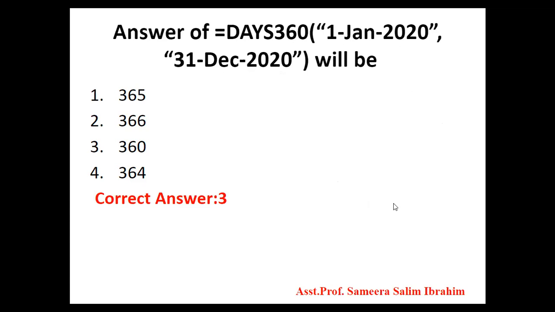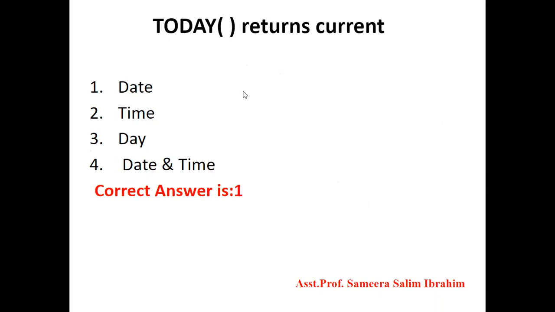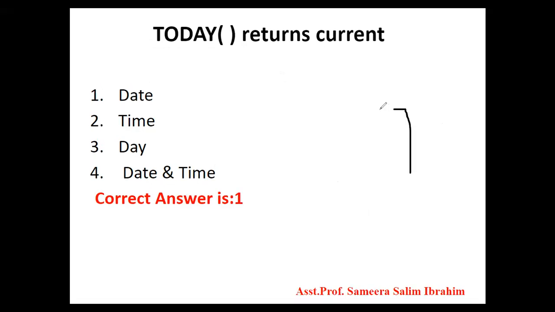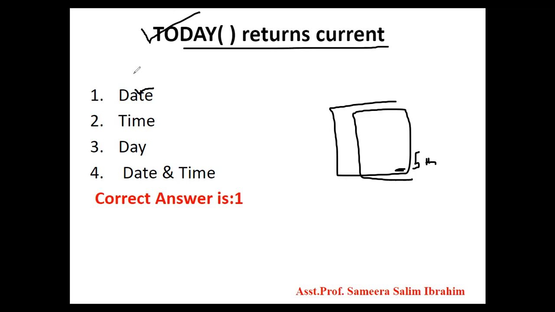Right. Next. Today returns current. What is it going to return? It's going to return the date. So today always returns the date. So from where is it going to return the date? It's going to return the date, whatever the date is being calculated on your system. Suppose here on your system, the date that is running must be 5th March. Okay. So when you run this function in Excel, it's going to return the date, whatever is running in your system, in your operating system, that is 5th March. So what does today return? It returns the current date. Right. Next question.